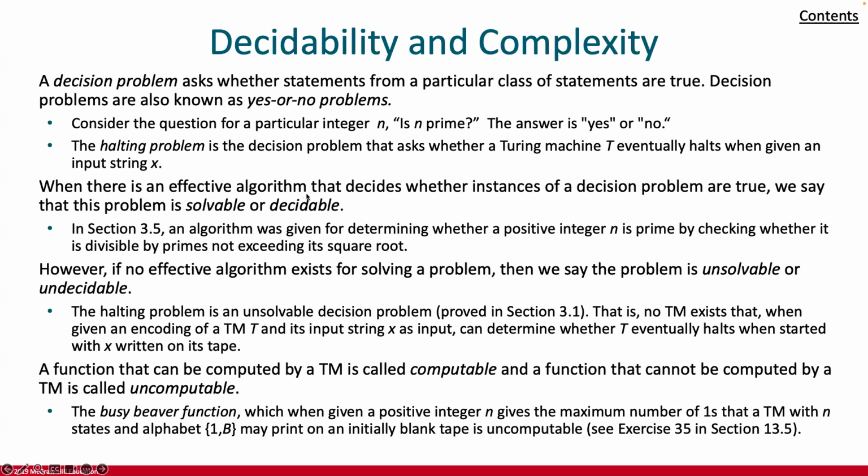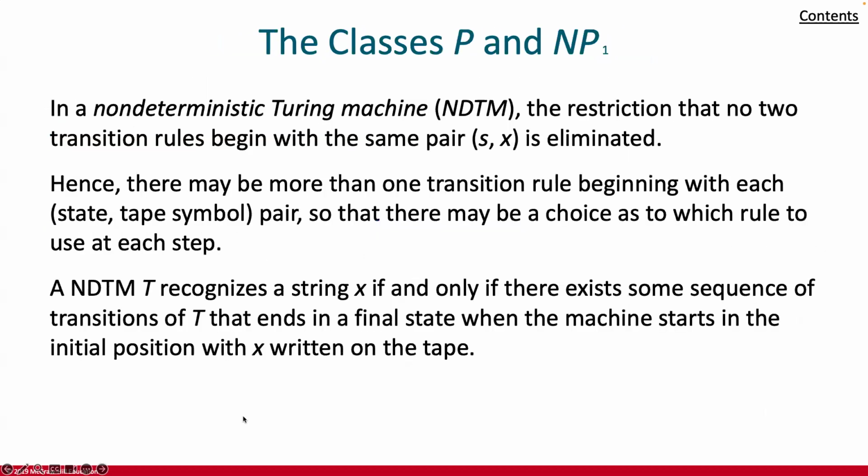When there is an effective algorithm that decides whether the instances of a decision problem are true, we say that this problem is solvable or decidable. However, if no effective algorithm exists for solving a problem, then we say that the problem is unsolvable or undecidable. A function that can be computed by a Turing machine is called computable, and a function that cannot be computed by a Turing machine is called uncomputable. So that just gives a little bit of perspective on that.